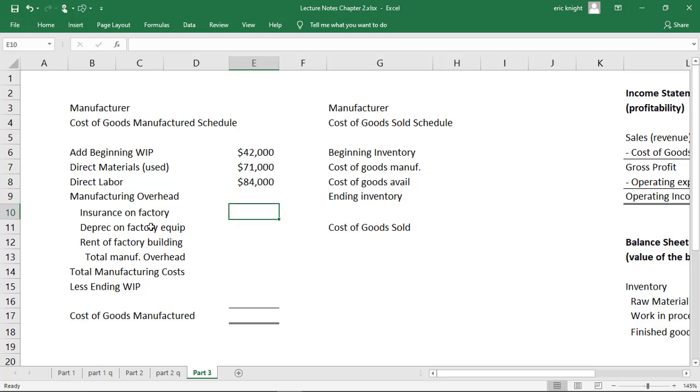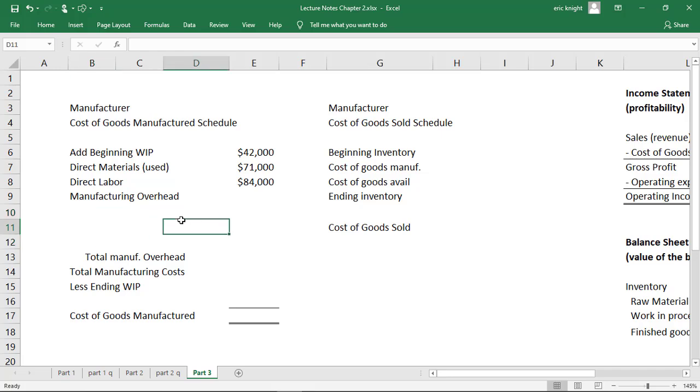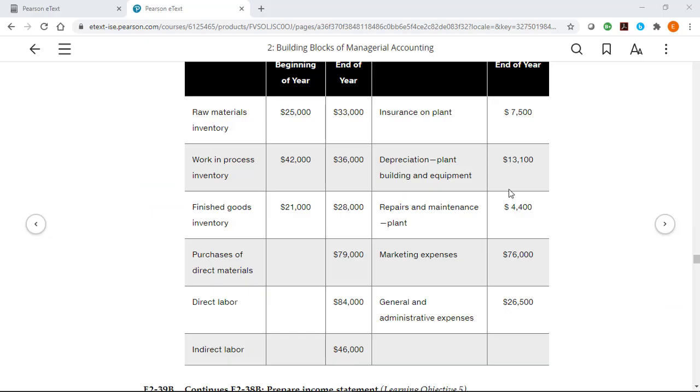All right, so my manufacturing overhead, now be careful with this one. It's going to be different depending on the company. Every company is going to be slightly different. So you have to determine what is going to be our manufacturing overhead. To get the manufacturing overhead, you have to come to the expenses that are provided, and look at which of these are the manufacturing overhead.